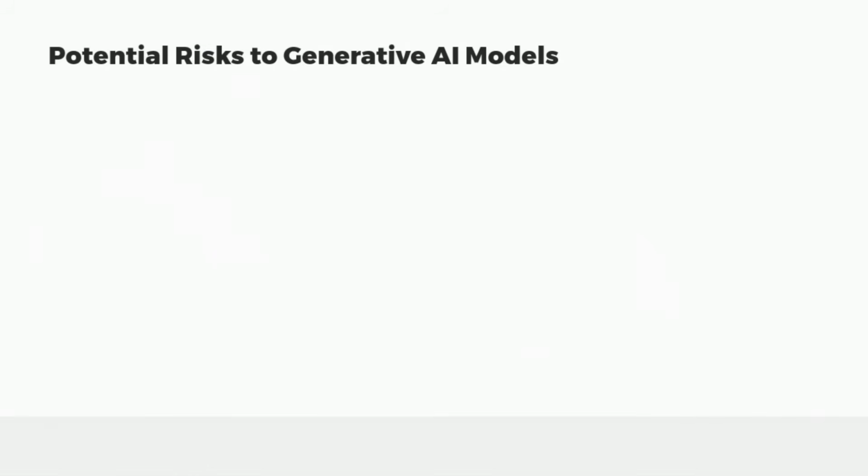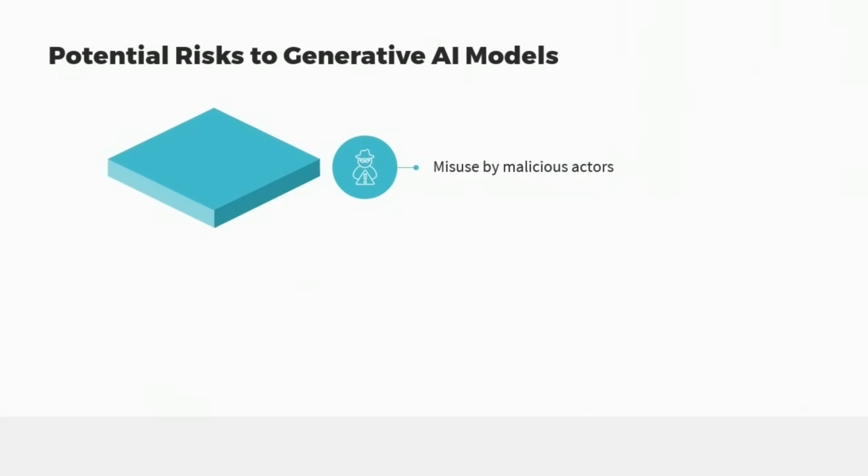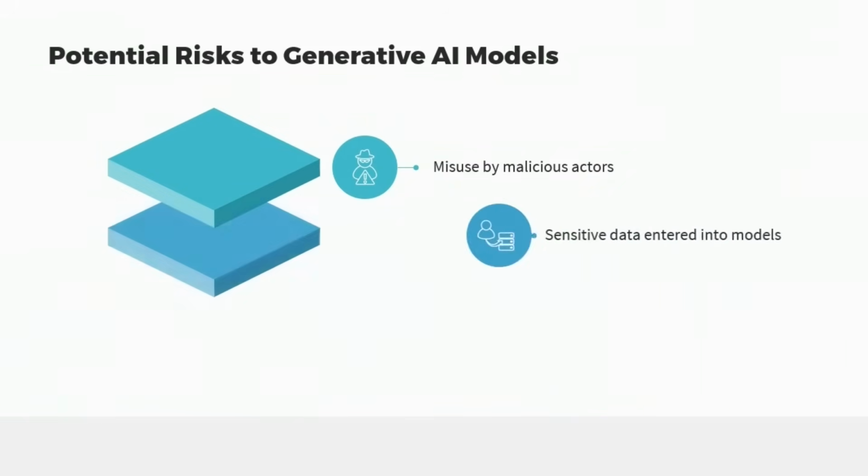This video is concerned with security considerations when using generative AI. Generative AI models, such as those used on Azure, have the potential to revolutionize various industries. However, they also present potential risks that need to be considered. These risks include misuse by malicious actors. Generative AI models can be exploited by malicious actors, leading to misuse of the technology.